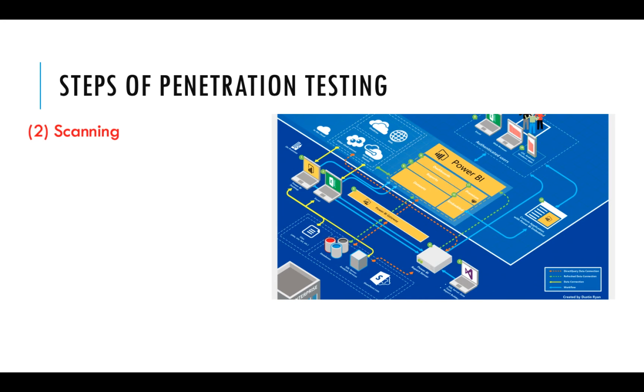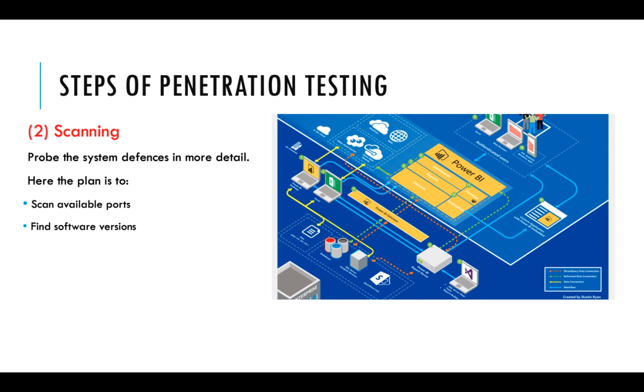So we probe the system defenses in more detail. And here the plan is to scan available ports, find software versions that the company is using, and find out the addresses of all the public computers on the network. And once we've got that information, then we can create a blueprint of the target. And once the information is gathered, it's then time to look for the software or personal vulnerabilities. If the software has not been updated, then it could have security flaws which the hacker could exploit. So we're looking now for our angle to get in to the company.